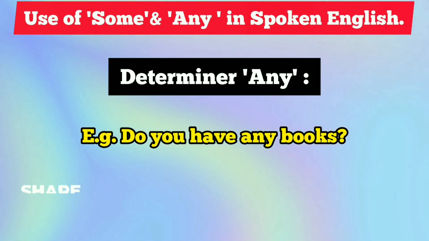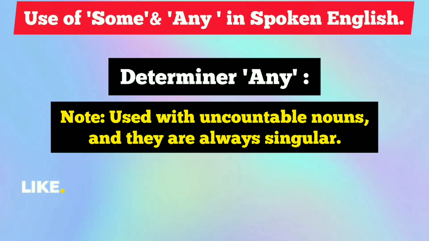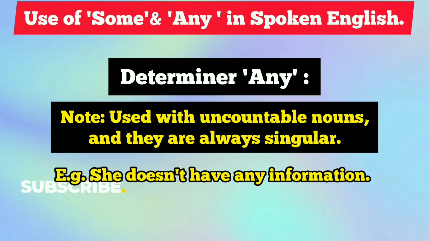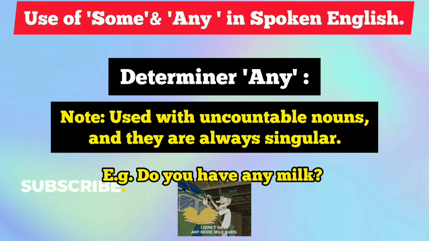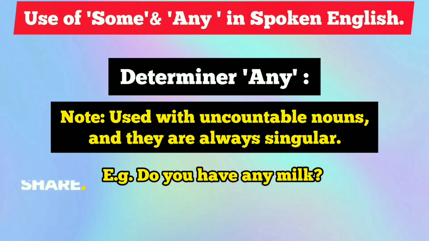So let me tell you, you need to note that it is used with uncountable nouns and they are always singular, as you know. She doesn't have any information. So information we cannot change. It is uncountable, it is singular. The next example is, do you have any milk? This is an interrogative sentence and milk is also uncountable. So obviously it takes the singular, there is no question of making it plural.